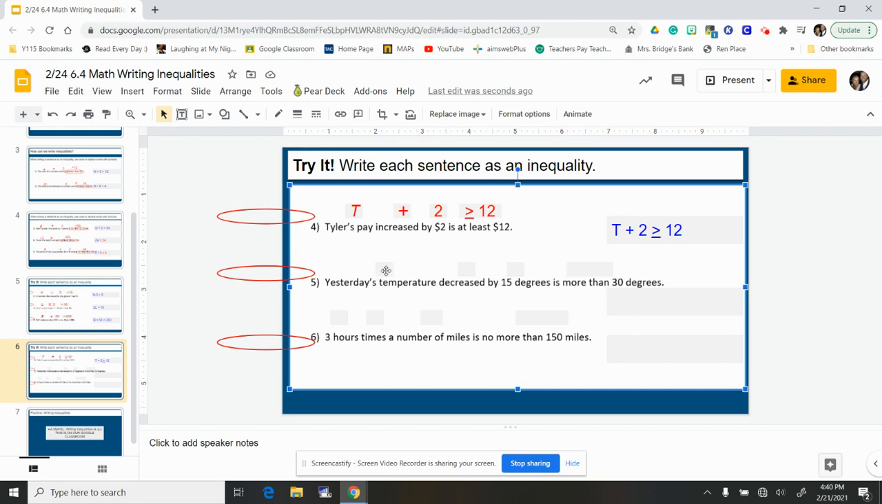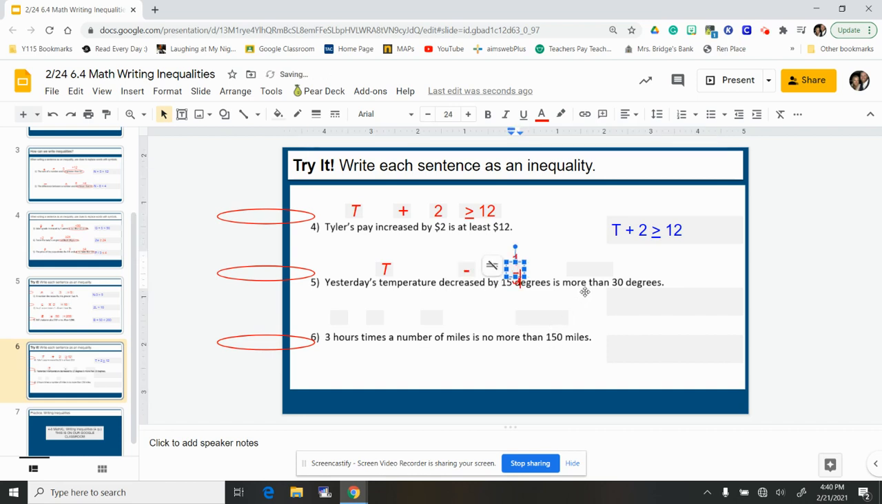All right, hopefully you saw that yesterday's temperature, it didn't really give us a number, so that's our unknown, that's our variable. Decreased, it's telling us we're subtracting. 15 is our key number that we need. And then is more than, so that should be pointing towards that direction. Remember, the bigger side is showing that greater than. And then 30 should be that last important number that will be part of our inequality. So when all is said and done, your inequality should look like T minus 15 is greater than 30.